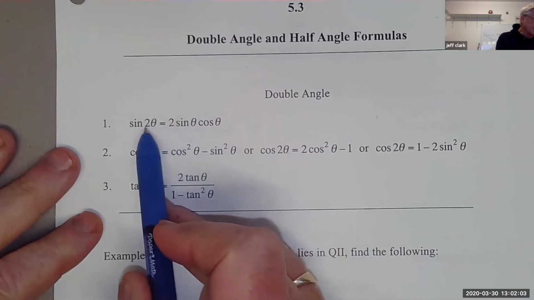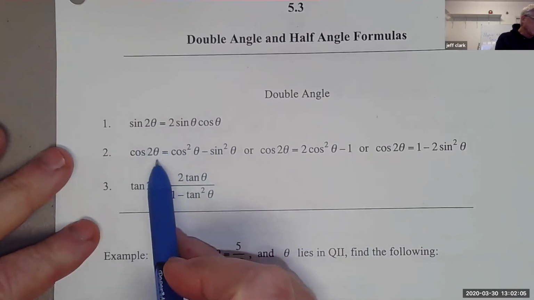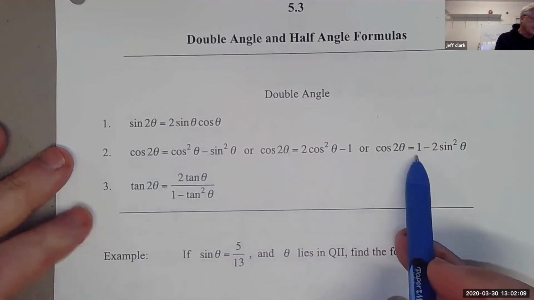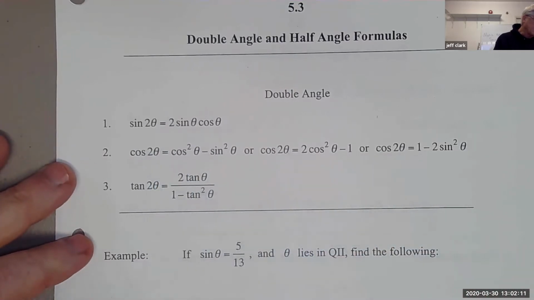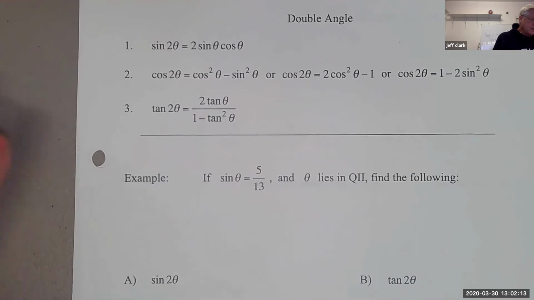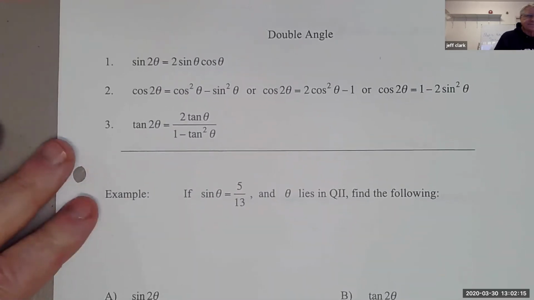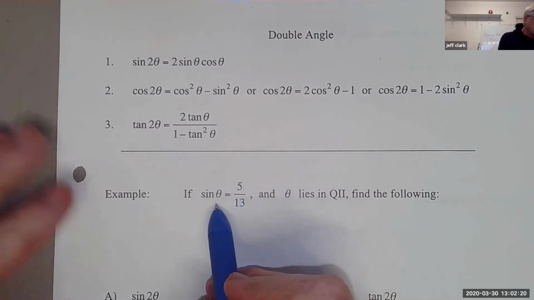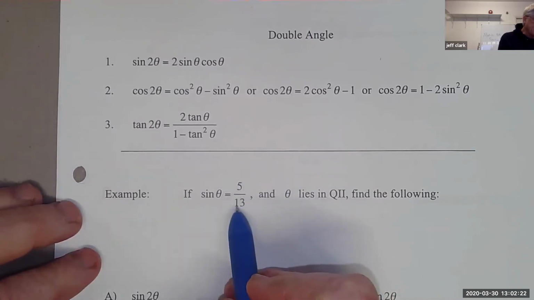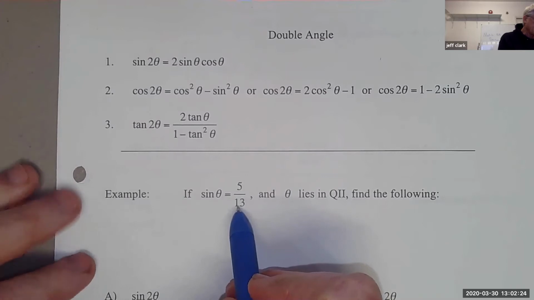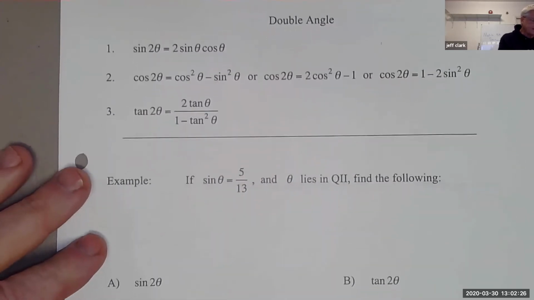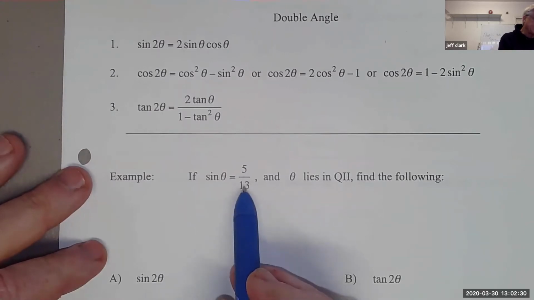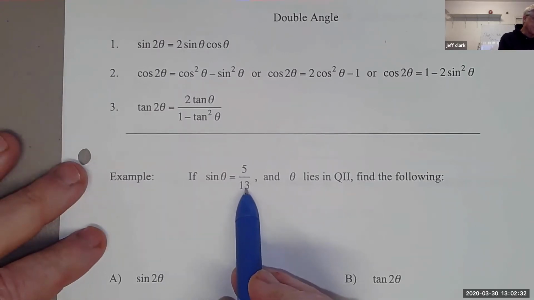Double angle means 2 times the angle. Cosine has 3 versions, so you can pick any one of these that you like to use, and tangent has 1. For instance, we're going to give you sine theta is 5/13. They're going to ask for sine of 2 theta. That does not mean you double this answer. Not at all.